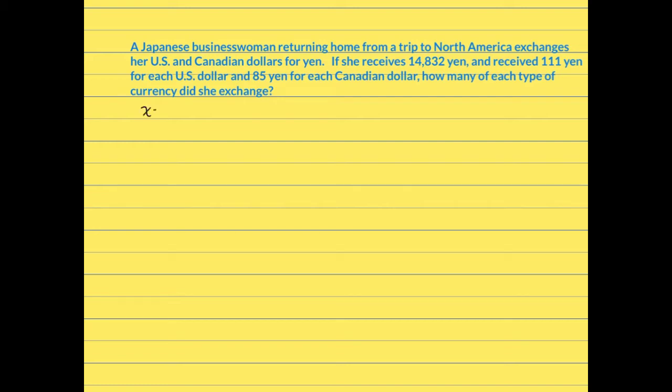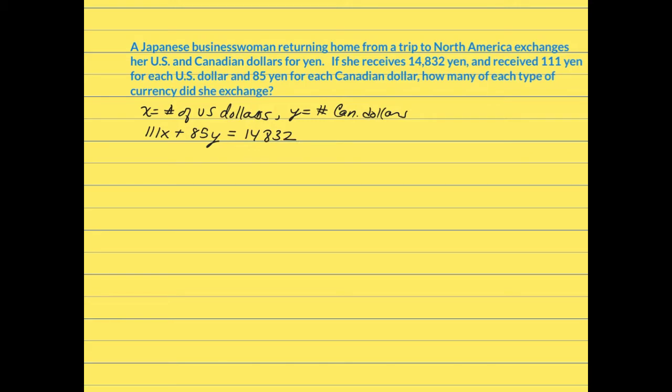So we'll let X equal the number of US dollars, and we'll let Y equal the number of Canadian dollars. The equation then we have is 111 times X plus 85 times Y equals the 14,832 yen that she received.